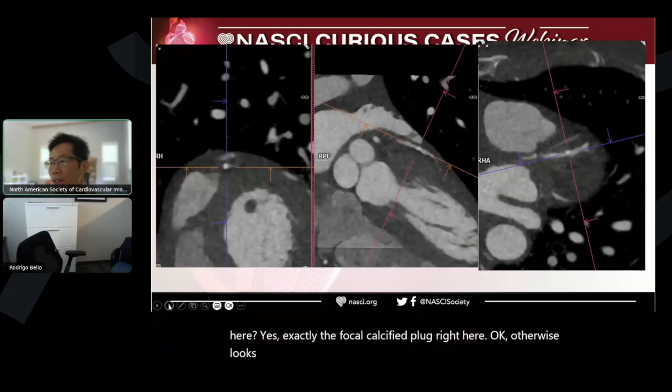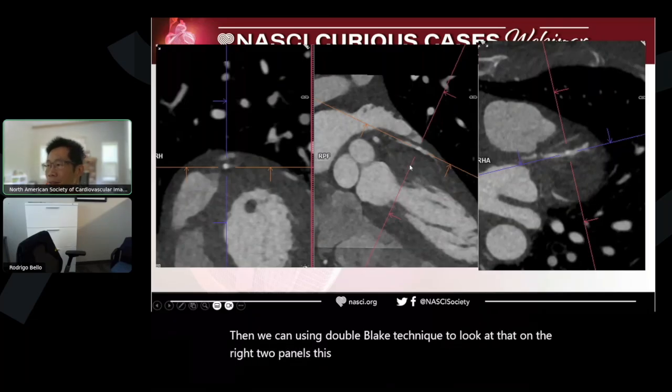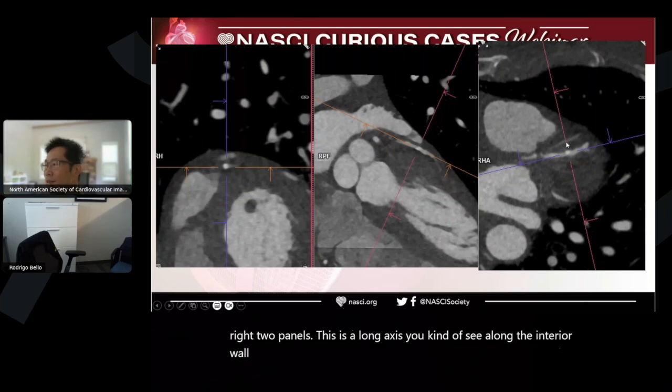Then we can use the double oblique technique to look at that. On the right two panels, this is a long axis. You kind of see along the anterior wall here.